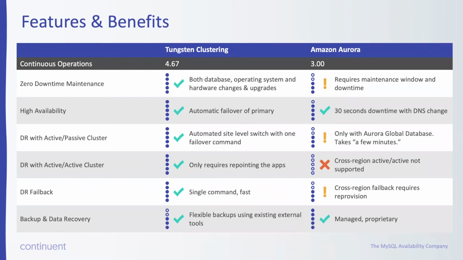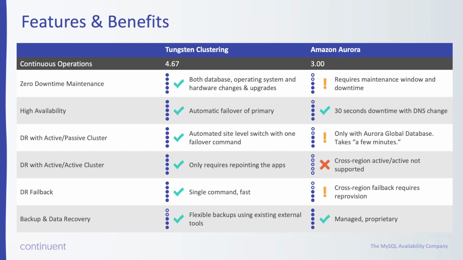When it comes to high availability, both systems support high availability. With Tungsten Clustering, it's an automatic failover, and that usually happens within a few seconds. With Aurora, failover can take up to 30 seconds. They also have a DNS change along with that, so it's not really transparent to the applications, but it does fail over.